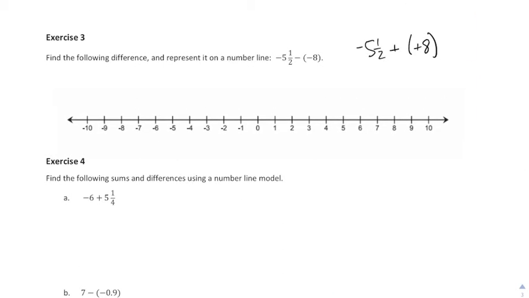And looks like we've got an absolute value of 5.5, absolute value of 8. So we can subtract 5.5 from 8, and then whatever this is, we're going to use the sign of the bigger absolute value. Okay, so 8 minus 5.5.